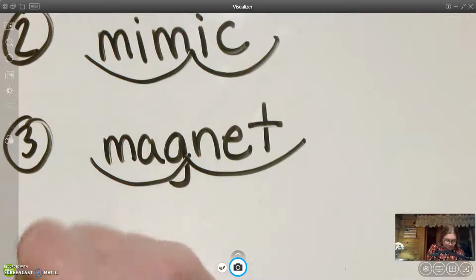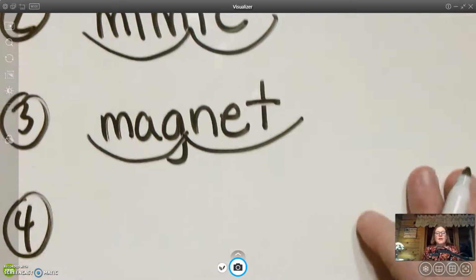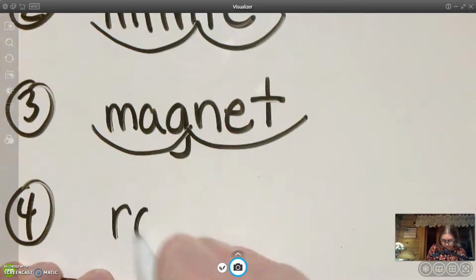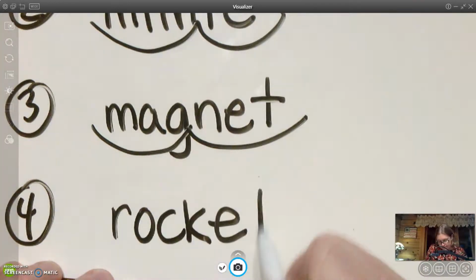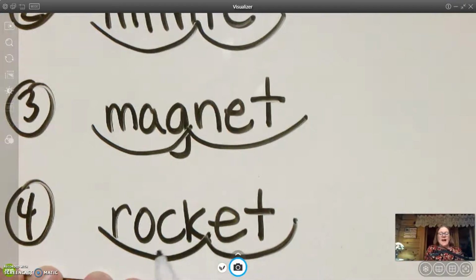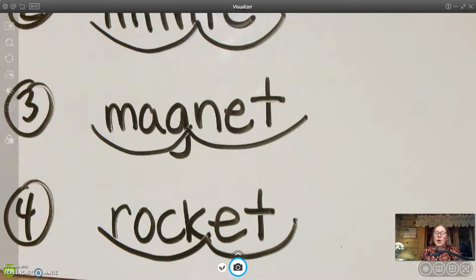And let's do one more. Your word is rocket. Echo, rocket. Just wanted to remind you that whenever you have a digraph like that CK, you cannot bust that apart. It must stay together in order to say the K sound together. And there we go. All right, very nice. I need you to go ahead and grab your notebook and I will meet you there.